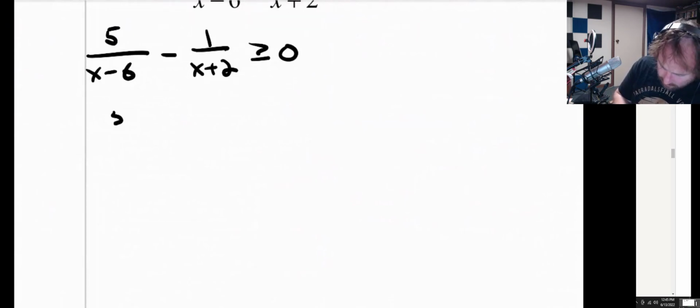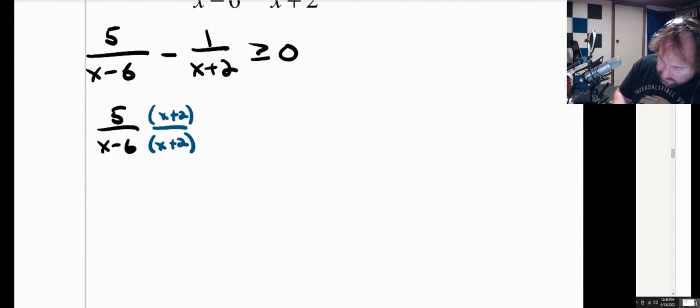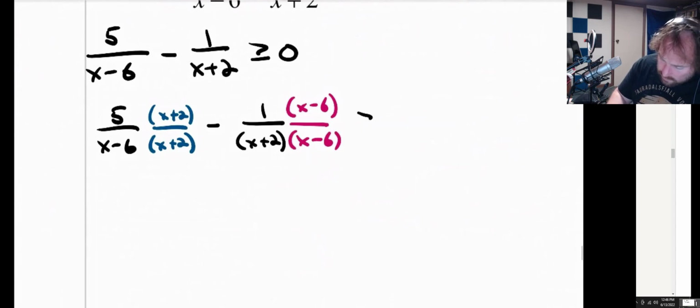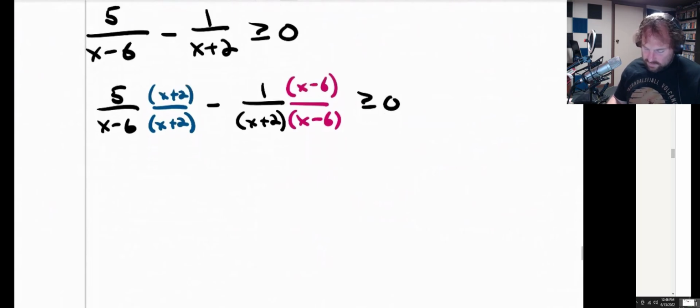Let's start with 5 over x minus 6. This is going to get multiplied by x plus 2 over x plus 2, just like we did in a previous lesson. We're going to subtract from that 1 over x plus 2. That's going to get multiplied by x minus 6 over x minus 6. And this is all greater than or equal to 0. And it will all make sense in a minute, I promise. Let's actually do the math now.